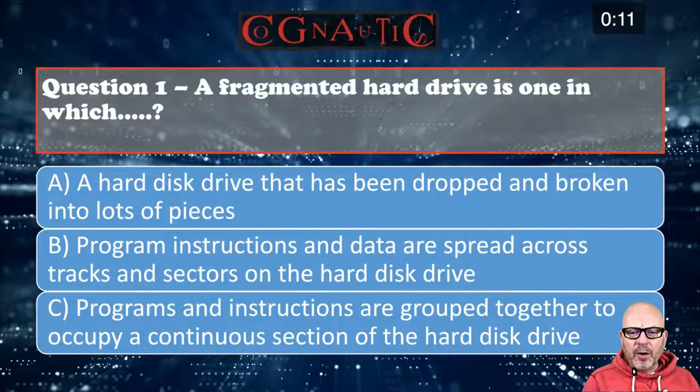So which of these do we think it is? A fragmented hard drive is one in which a hard disk drive has been dropped and broken into lots of pieces. Or program instructions and data are spread across tracks and sectors on the hard drive.